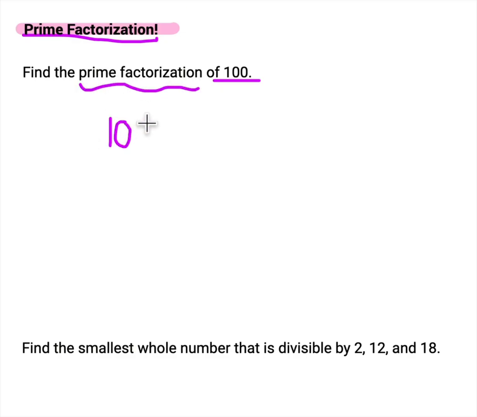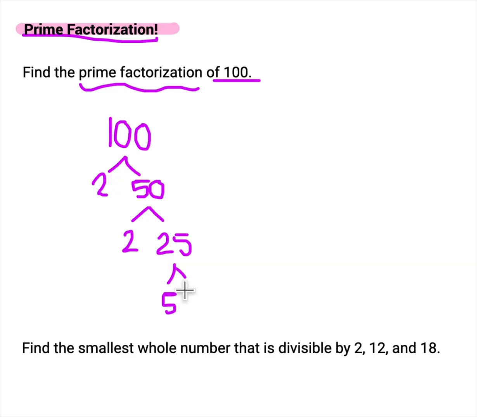So, prime factorization is basically breaking down a number into its prime factors. So, I'm going to take 100 here, and I know 2 times 50 is 100. So, 2 is a prime number, so we can't break that down. But we can break down 50 into 2 and 25, since 2 times 25 is 50. And then we break down 25 to 5 and 5, since 5 times 5 is 25. Now what we do is we circle all the prime numbers, and all we have to do is multiply them.